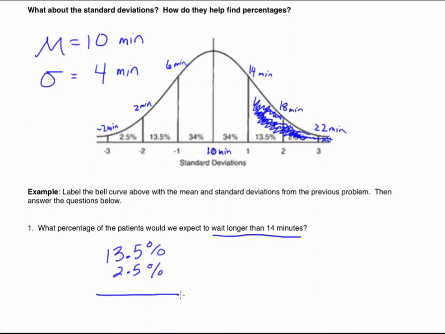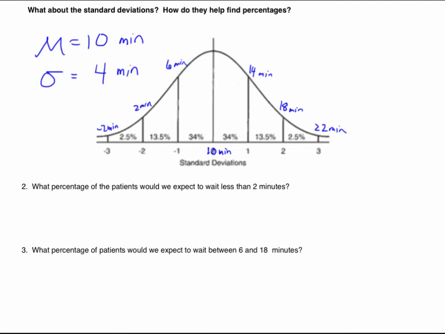So what percentage would we actually have shaded up here? Well, if you add these together, you're going to get 13.5 plus 2.5. This is going to be 16%. So this would be about 16% of people have waiting times longer than 14 minutes.